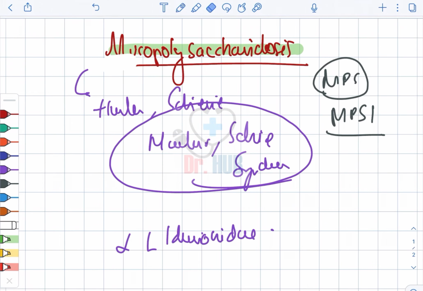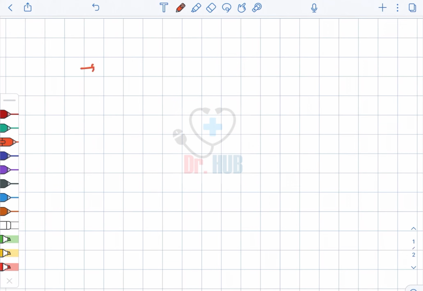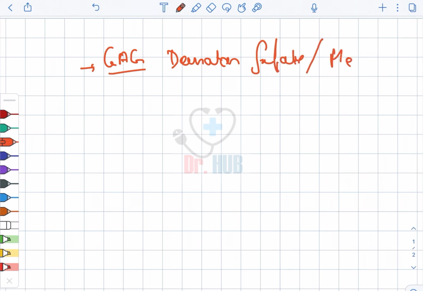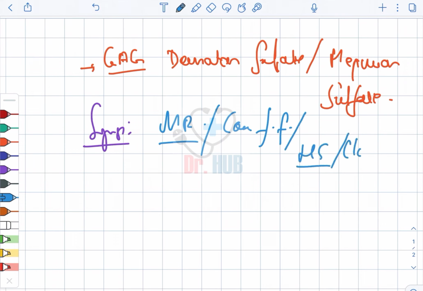Next we are looking at what are the GAGs which are involved. So the GAGs involved include dermatan sulfate, as well as the presence of heparan sulfate. Now what are the symptoms associated with Hurler's syndrome? So the symptoms include mental retardation, coarse facial features, presence of hepatosplenomegaly, as well as a cloudy cornea.